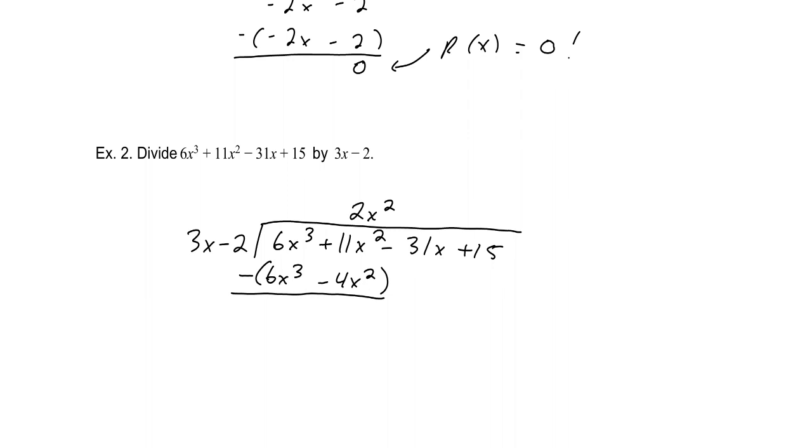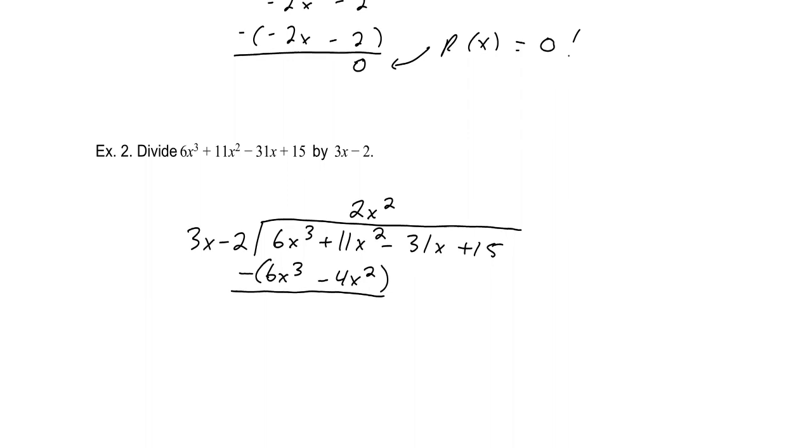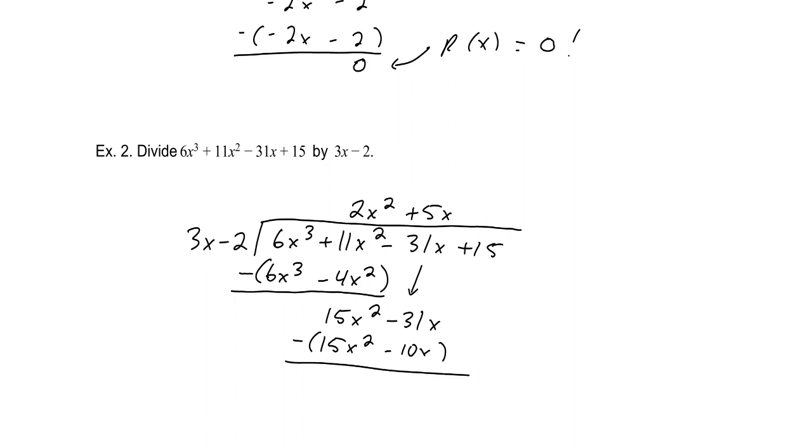Again, be very careful here. 6x cubed minus 6x cubed is 0. 11x squared minus a negative 4x squared will be 15x squared. Bring down the minus 31x. 3x times what would give me a 15x squared? That would be a 5x, so plus 5x. Multiplying 5x by 3x gives me a 15x squared. 5x times minus 2 is minus 10x. And subtracting, 15 minus 15 is 0.